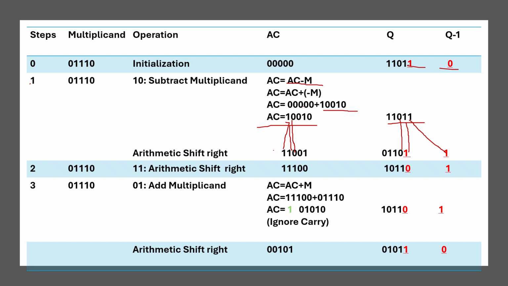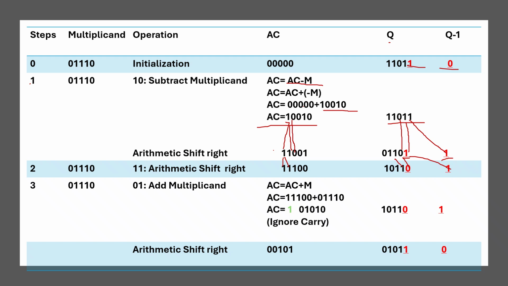Now moving to the second iteration, we again look at Q0 and Q minus 1. Since we are getting 1 and 1, whenever we get 1 and 1 we do nothing, just shift the bits towards the right side. At the end the MSB 1 will come 2 times. So the second iteration is done.